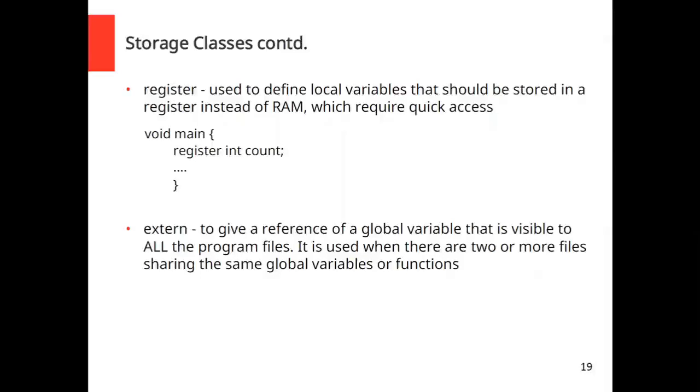Next one is extern. The extern storage class is used to give a reference to a global variable that is visible to all the program files. Extern can be used for both variables and functions. The function or the variable might be defined in another file. So even if they are in two different files, they can be used together. To highlight that the variable or the function is in another file, the extern storage class is used.